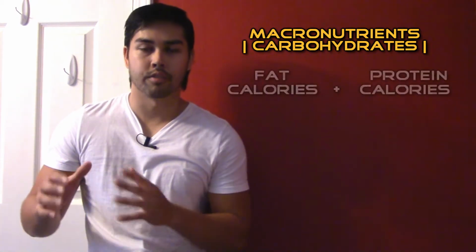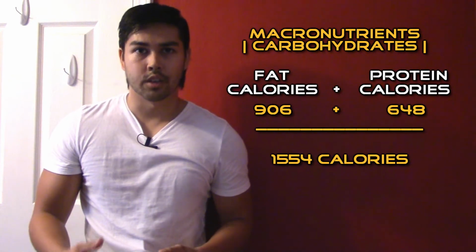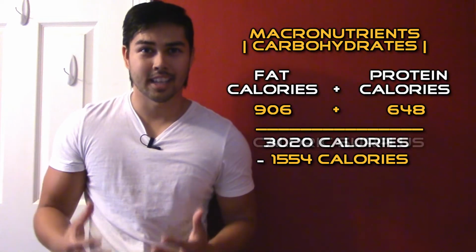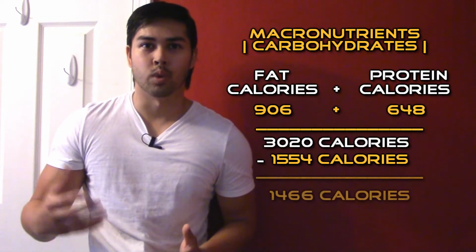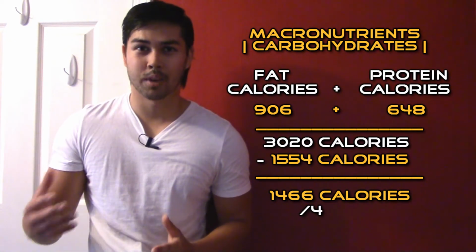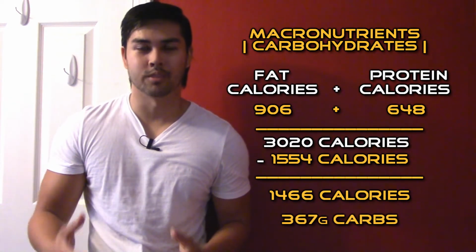And the last thing we need to figure out is our carb intake. And this one is the simplest one of all because it's the last one and we just designate the rest of our calories to carbohydrates. We take our fat calories and our protein calories, add them together. In this case, my fat calories are 906, my protein calories are 648, and that gives me the number of 1,554 calories. Take that number, subtract it from your caloric surplus, in my case it's 3,020, and the number we get is 1,466 calories of carbohydrates. Divide that by 4 since each gram of carbohydrates is made up of 4 calories, and the number we get is 367 grams of carbohydrates.